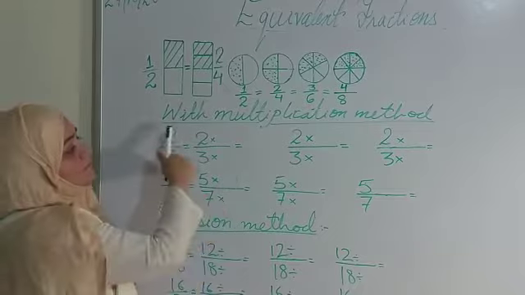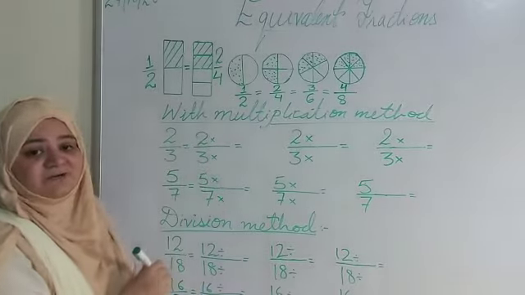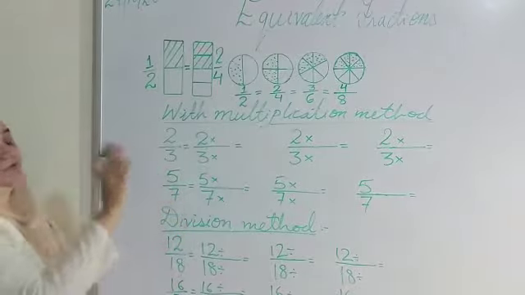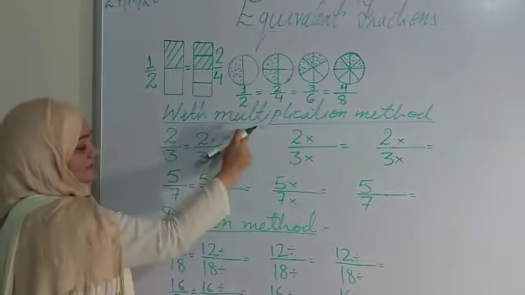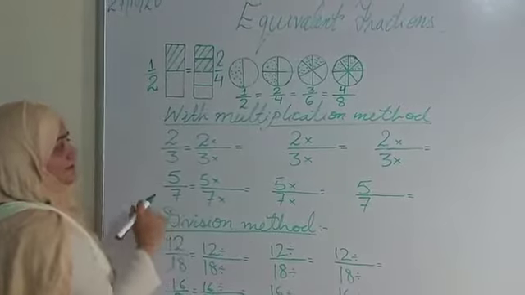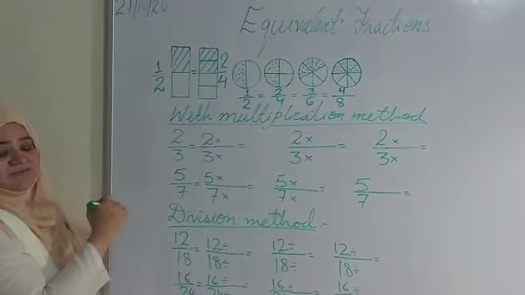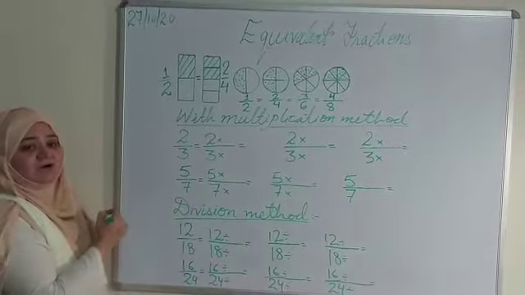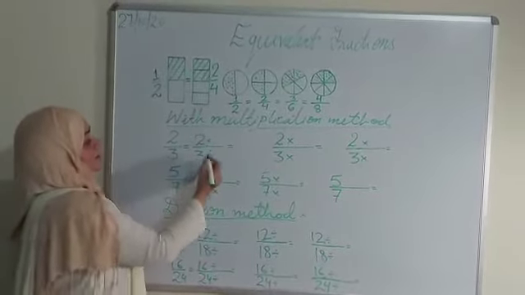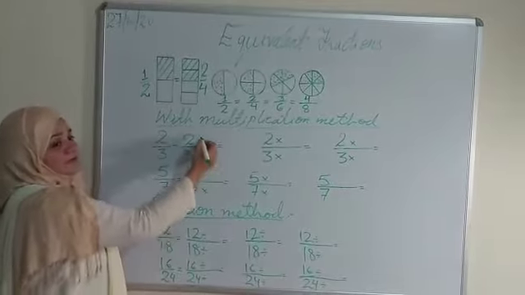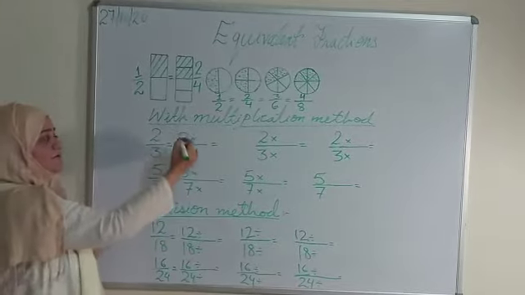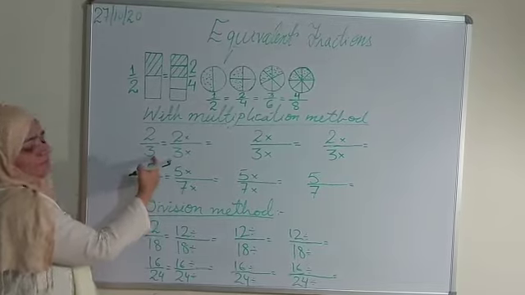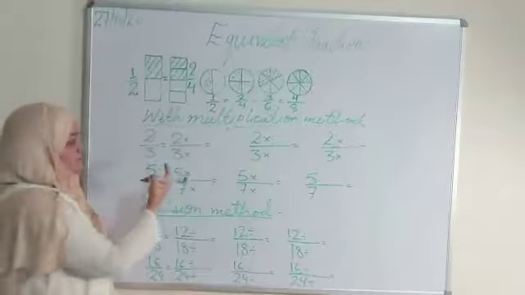How? There is a method to find equivalent fractions for any fraction. Two methods are there, multiplication method and division method. In the multiplication method, let us take an example, 2 upon 3. We have to multiply both the numerator and denominator with the same number. This is already 2 upon 3. If we multiply it by 1, we will get the same number.